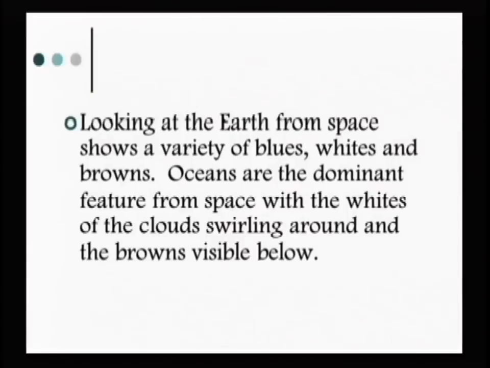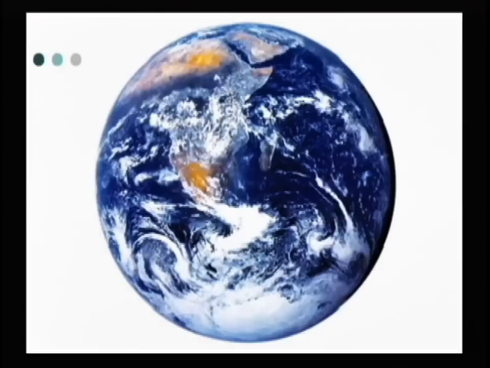So now let's look at the Earth from space. As we talked about earlier, you're going to see a variety of blues, which is from the water, whites, which is from the clouds, and then the browns, which are from the land. This is our blue marble, as it's sometimes called. You can see the oceans there, some of the land masses up toward the top, and some of the cloud structures that cover the Earth.